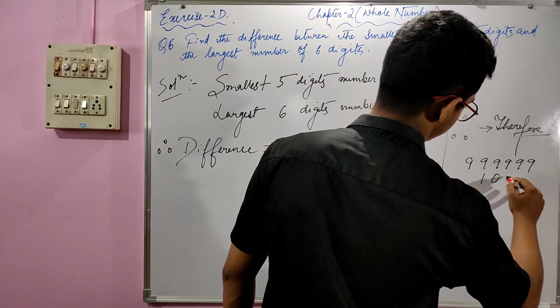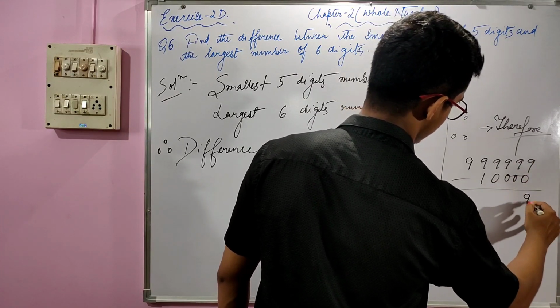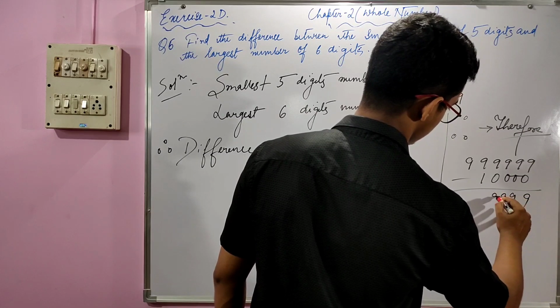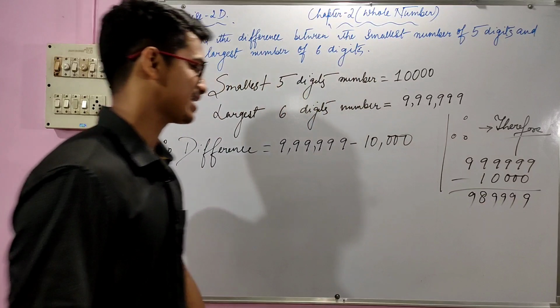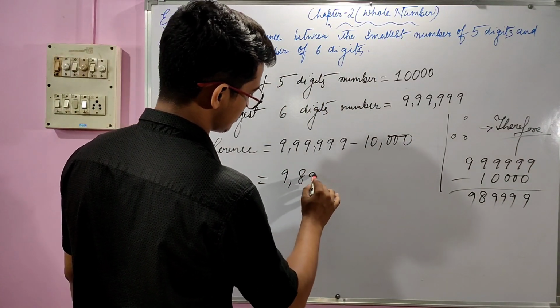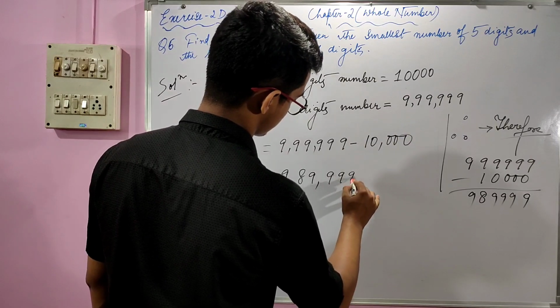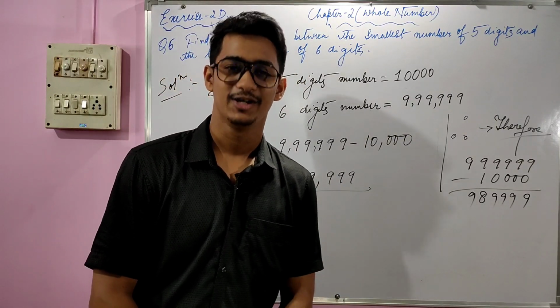So 9 minus 0 is 9, 9 minus 0 is 9, 9 minus 0 is 9, 9 minus 0 is 9, 9 minus 1 is 8, and the 9 will be intact. So the answer is 9,89,999. That is the answer of question number 6 of exercise 2D.